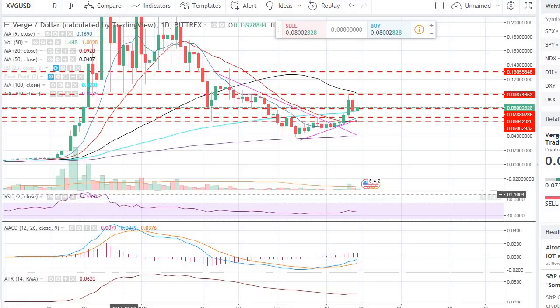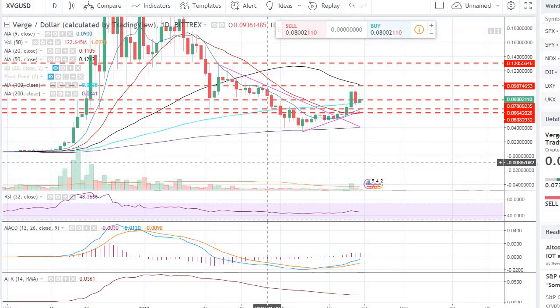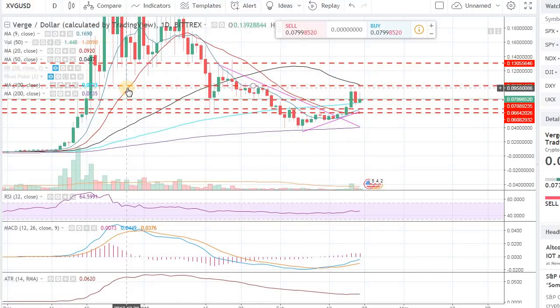So if you look at Verge, this is the one we called out a few days ago, during this breakout. We said that the first target point was around 0.078, and then the second target point will be around 0.09 cents. The reason I said that is because there is a significant resistance. If you go all the way back to the 2017 time frame, that was the support that this coin was finding at that price level around 9 cents.